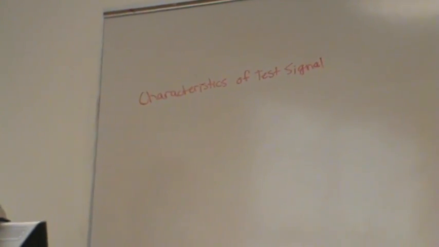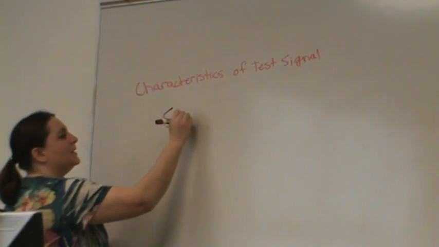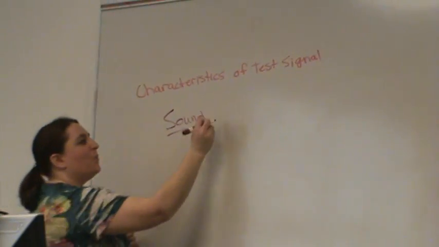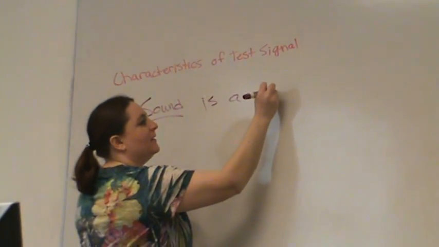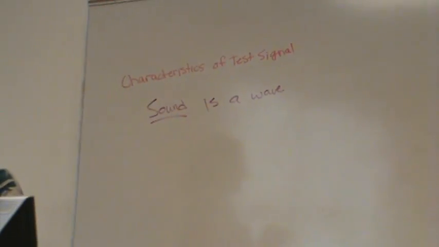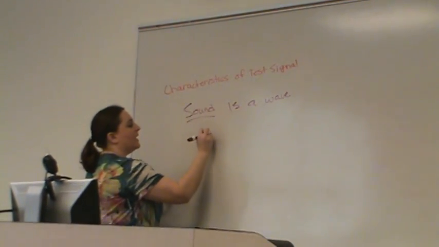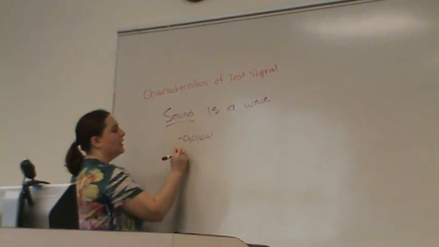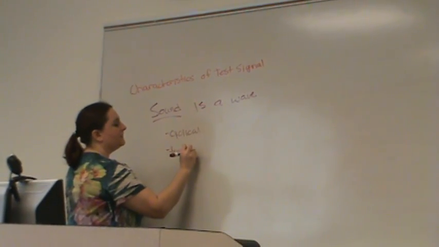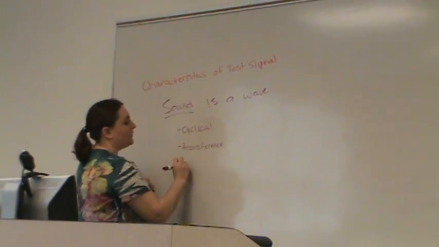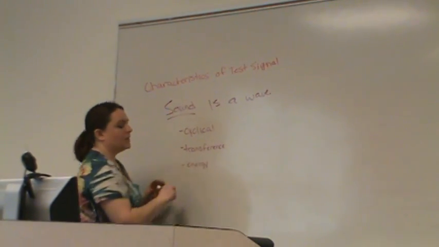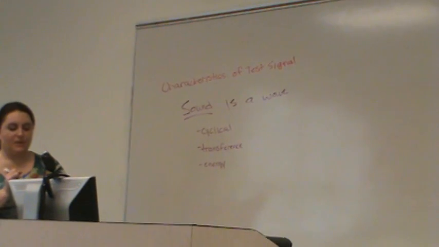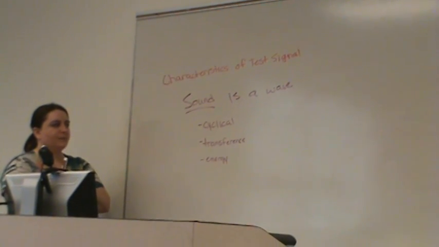We'll use this one. Okay, so what does our test signal look like? This is going to go back to the very beginning of last quarter, and we're going to talk about sound. And it's a wave. Remember that? Sound is a wave. The key components of that are that it's cyclical, and it has this transference thing going on, and it's a form of energy. That's kind of the definition of a wave: a cyclical transference of energy.